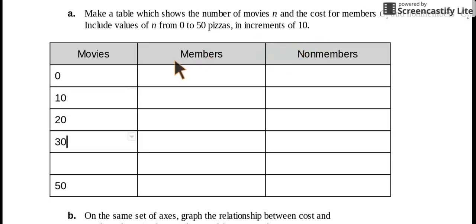Now, for those of you who did pick up on it, yes, the question's a little off because it throws the word pizzas in here. That's just a typo. They meant to say movies. So ignore that. All right.